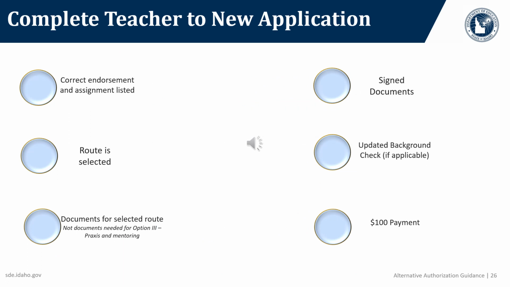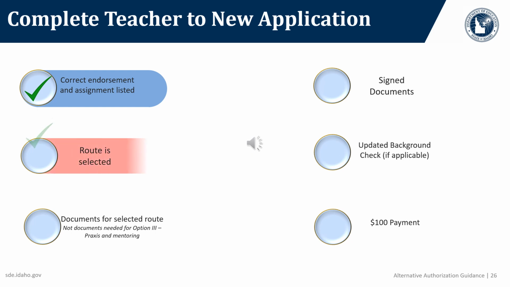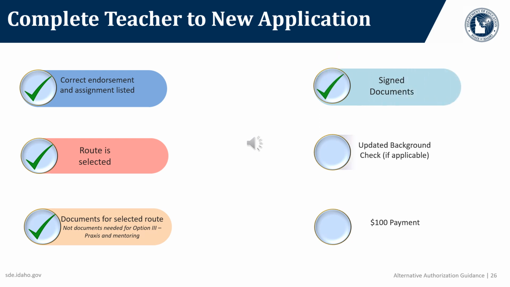Before submitting the Teacher to New application, the following checklist will ensure a complete application. The correct endorsement and assignment are listed. The route towards certification has been selected. If choosing option 1, include proof of enrollment. The application has all required signatures and has a recent background check, if applicable. And finally, payment must be included before submitting to the state. A side note, if the candidate is not new to the district or charter, a background check is not needed.